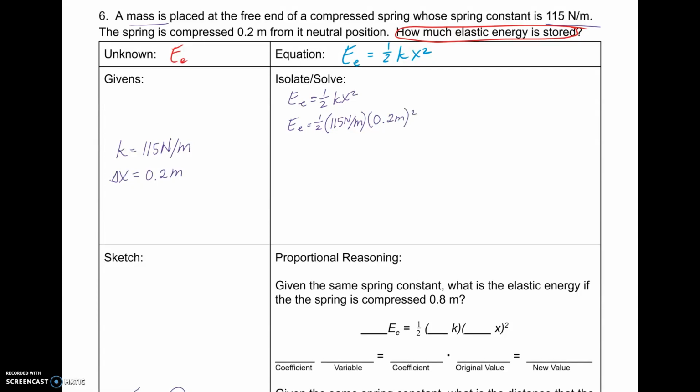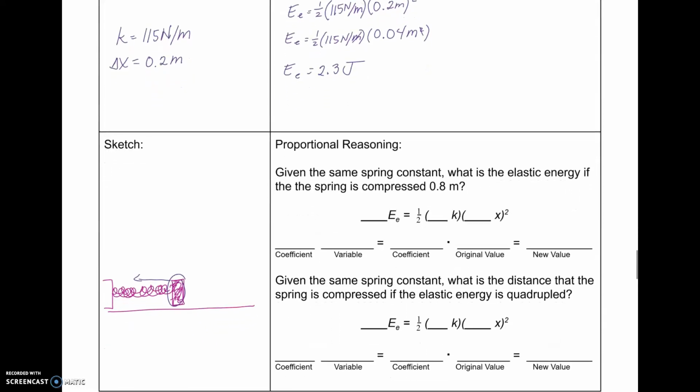First what we're going to do is square this number. So we have 1/2 times 115 newtons per meter times 0.2 times 0.2, which is 0.04 meters squared. The next thing is we have an elastic energy of, one of these meters units cancels out with the other. So we have 1/2 times 115 times 0.04, which gives us 2.3 joules.